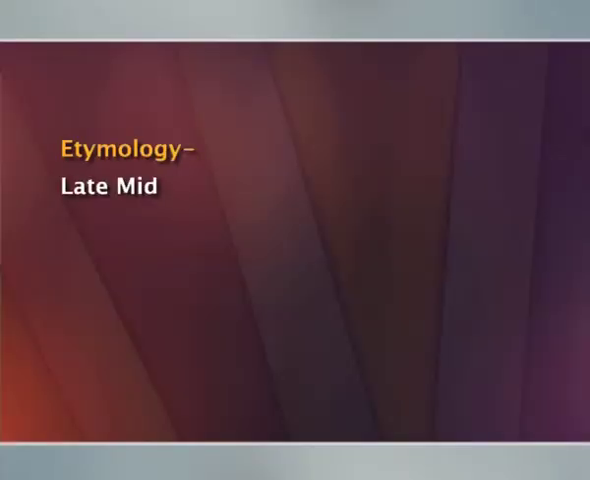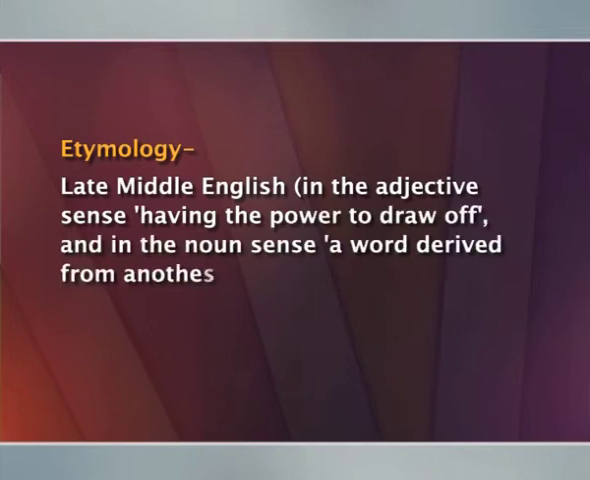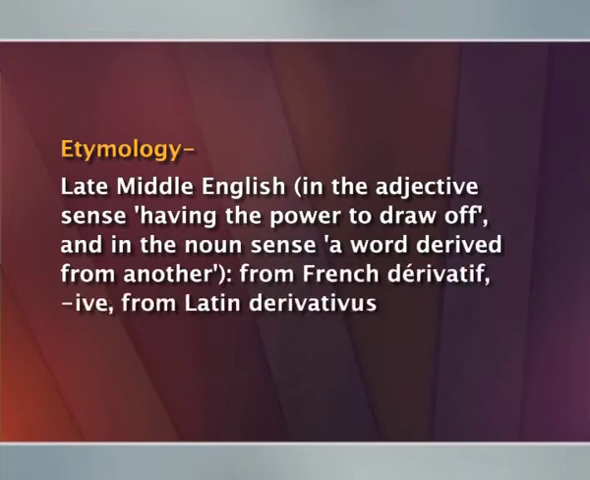Definition. In morphology, derivation is the process of creating a new word out of an old word, usually by adding a prefix or suffix. Etymology, late Middle English in the adjective sense, having the power to draw off, and in the noun sense, a word derived from another. From French derivatif, ive, from Latin derivativus, from derivare.